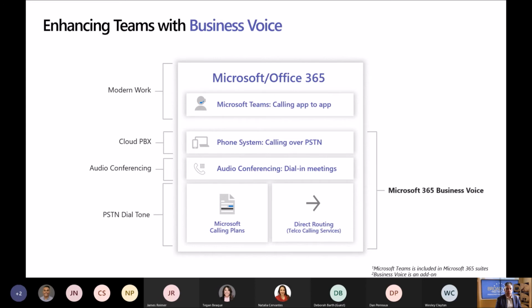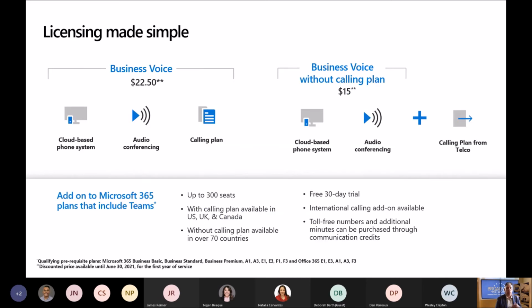So we start with Office 365 and the Microsoft Teams app, and then we add on Microsoft 365 Business Voice, which is the licensing that includes the phone system, and then audio conferencing, and then the calling plan or direct routing, whichever one fits your organization. So Microsoft likes to bundle things, so they've taken the cloud PBX, the audio conferencing, and the option of with the Microsoft calling plan or without the Microsoft calling plan, and they've put that into bundles. So they call that bundle Microsoft 365 Business Voice.